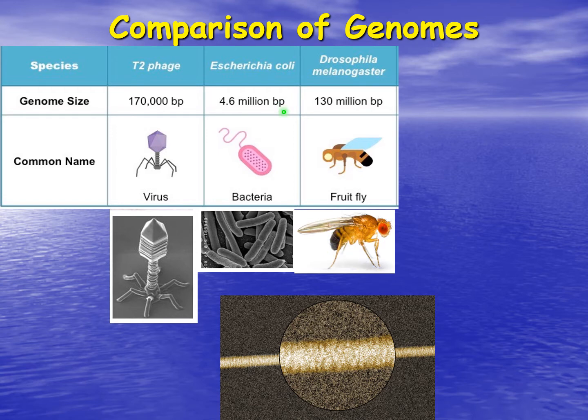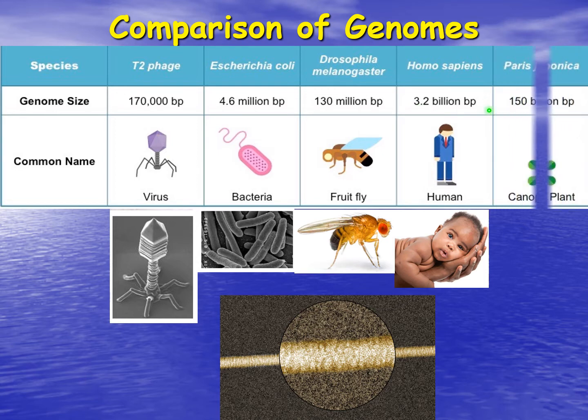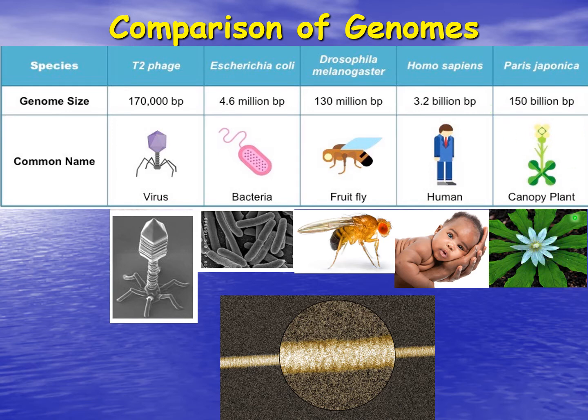In Drosophila, or the common fruit fly, they have 8 chromosomes, and in those 8 chromosomes, they have 130 million base pairs. In humans, in the 46 chromosomes we possess, we have 3.2 billion base pairs, but we actually are not the top of the food chain in this case. There is actually a plant known as the canopy plant that has 200 some odd chromosomes and 150 billion base pairs in those 200 chromosomes.